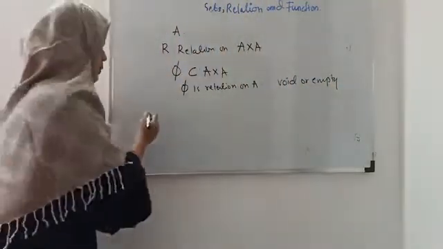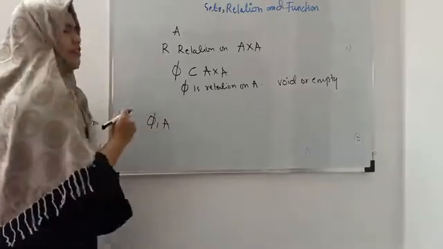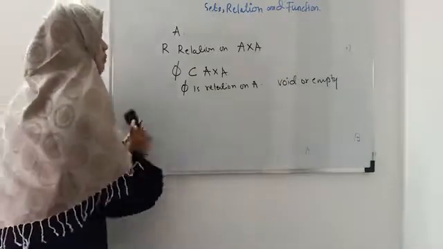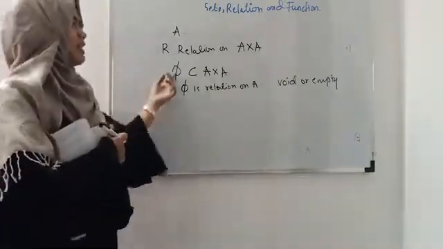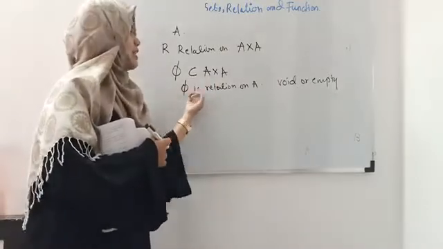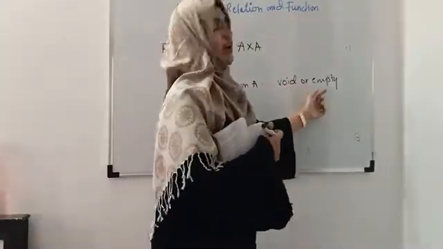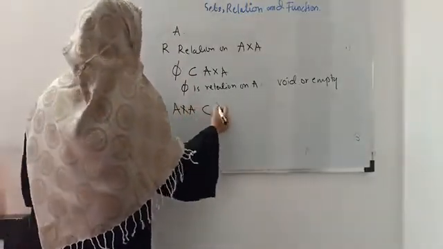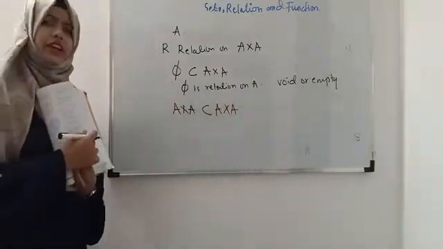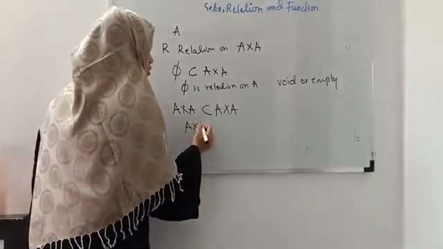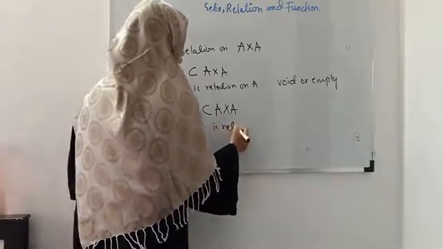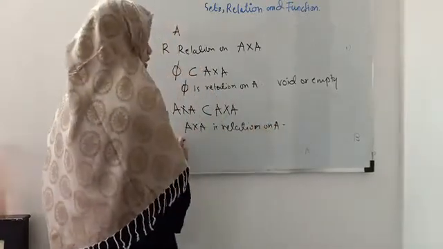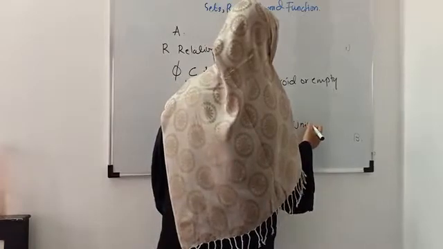Because we know that phi, and the set itself, is always a subset of any set A, that is called an improper subset. So here phi is a subset of A cross A, therefore phi is a relation on A and is called void or empty relation. Now the next: A cross A is also a subset of A cross A, right? So A cross A is also a relation. If it is a subset then it is a relation also. And this relation is called universal relation.